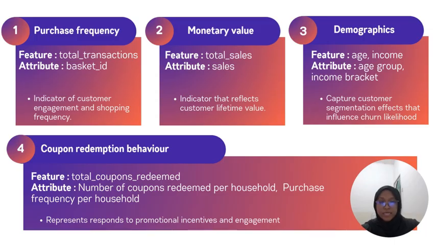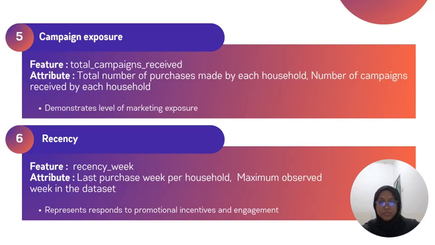Thirdly, demographics. Demographic attributes were included to capture customer segmentation effects. For example, age and income may influence purchasing behavior, responsiveness to campaigns, and churn likelihood. Next, this feature captures the number of coupons redeemed by each household. It represents the response to promotional incentives. Other than that, campaign exposure is also taken into consideration because it demonstrates how the level of marketing exposure influences churn among customers. And lastly, recency was calculated as the number of weeks since the household's most recent purchase. These features significantly indicated churn as prolonged inactivity often signals customer disengagement.